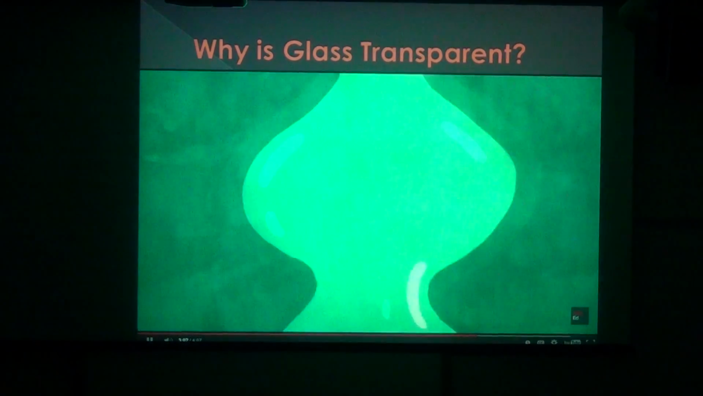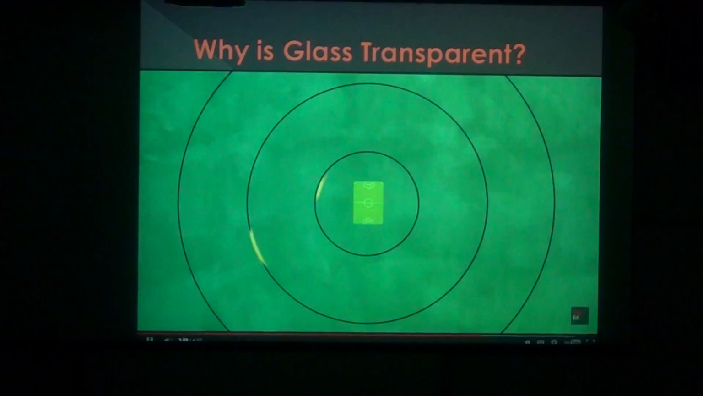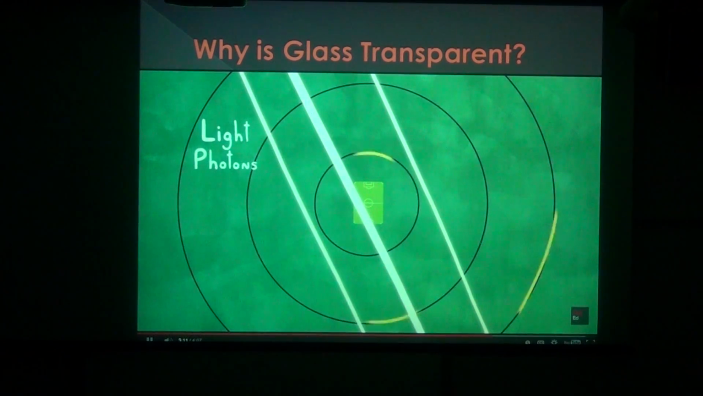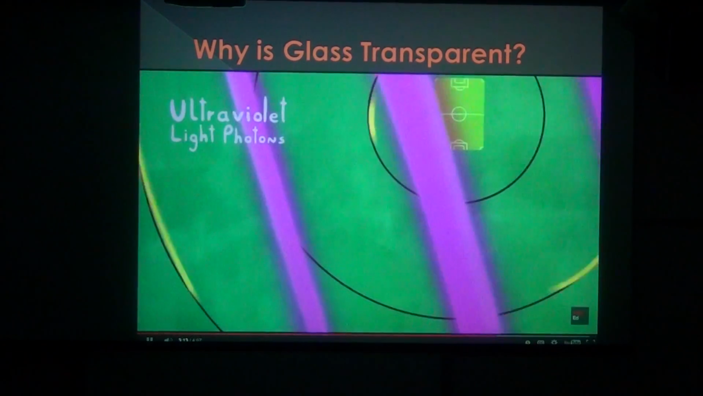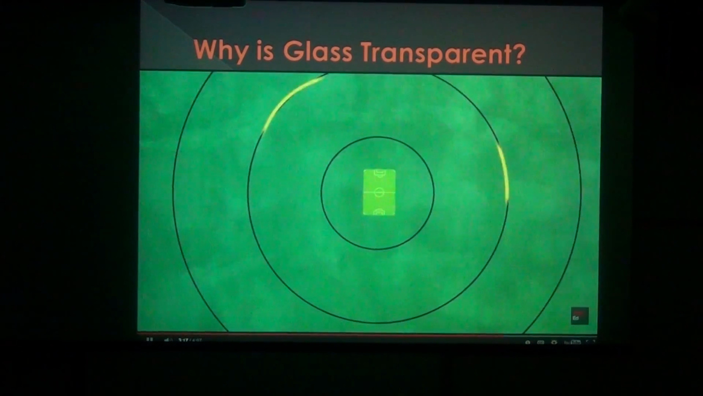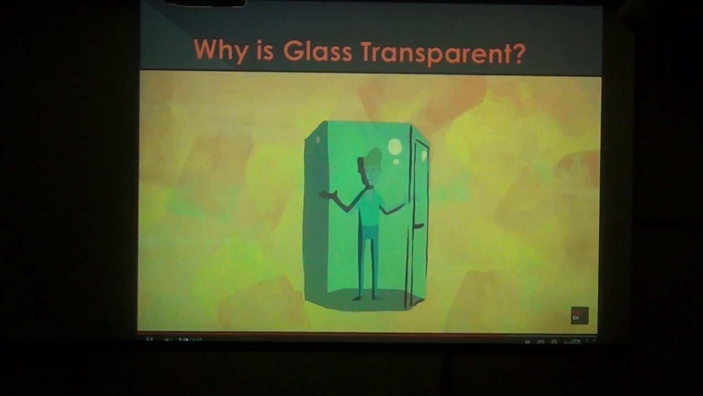And it just so happens that in glass, the rows are so far apart that a photon of visible light can't provide enough energy for an electron to jump between them. Photons from ultraviolet light, on the other hand, give just the right amount of energy and are absorbed, which is why you can't get a suntan through glass.